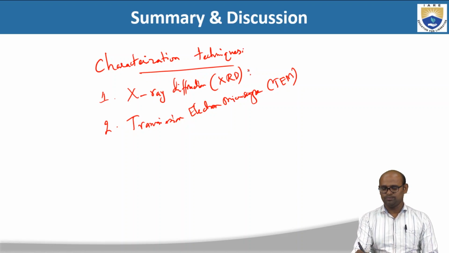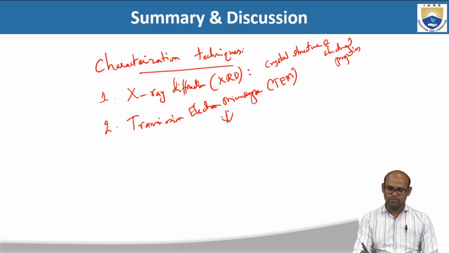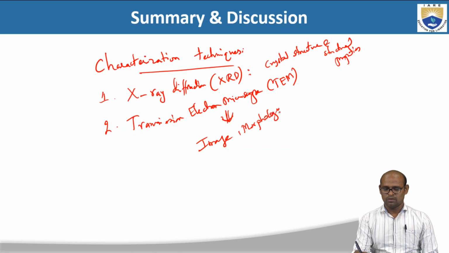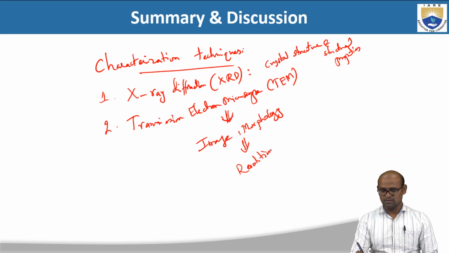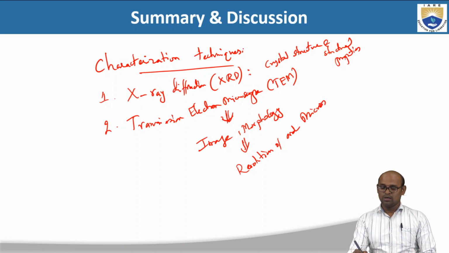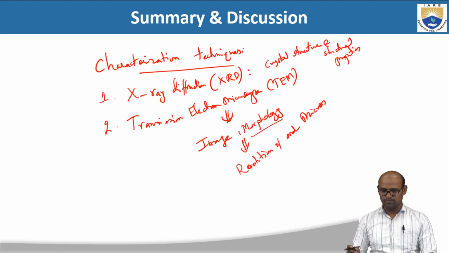XRD is to look at the crystal structure and structural properties of metals and alloys. And transmission electron microscopy is going to tell us about the image or morphology of materials, because it gives us high resolution, of the order of a micron. So up to the micron scale we can look at the high resolution in a material. We can look at the morphology and compositional information using this transmission electron microscope.